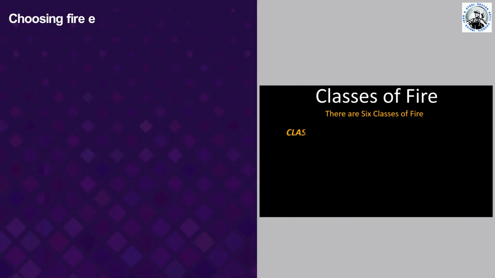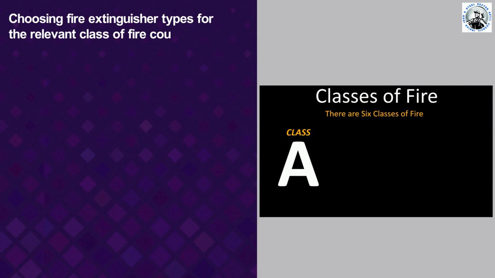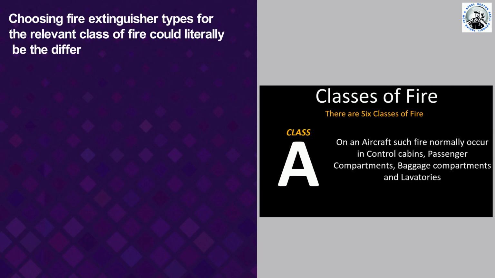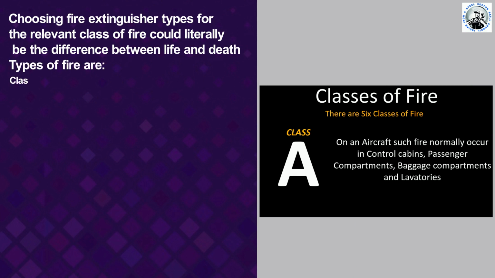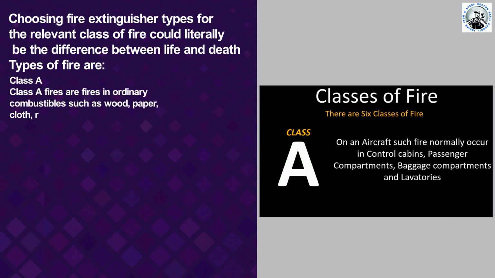Choosing fire extinguisher types of the relevant class of fire could literally be the difference between life and death. Types of fire are Class A. Class A fires are fires in ordinary combustibles such as wood, paper, cloth, rubber and many plastics.